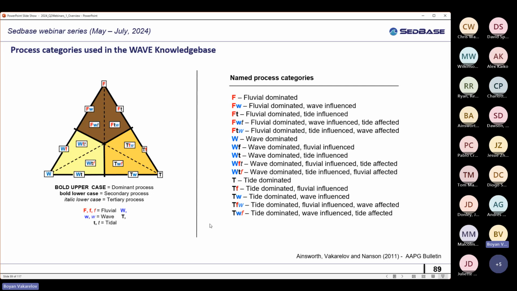You will be seeing those things throughout the database in all modules. So if there is one thing that you have to get out from today's webinar, it is a feeling for what these codes mean. We will be using them throughout the entire webinar series, so you'll get to see them many, many times. But again, this is a very important point to understand, that we want to be very specific about process, because an F system can be very different from an FT system. A lot more complexities can occur if you add tides to a system, even though it remains fluvial dominated.